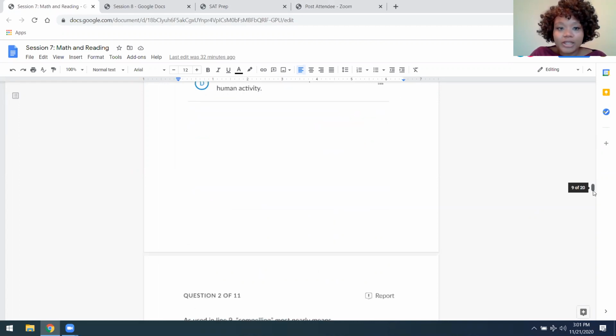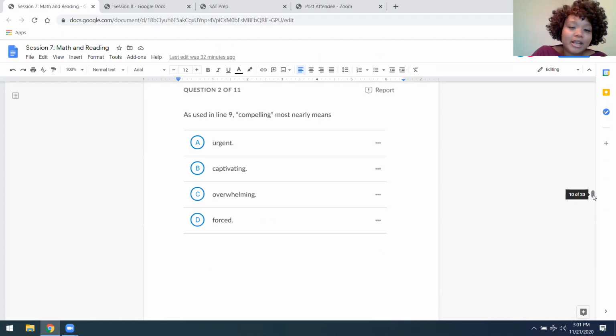Okay, number 2: as used in line 9, compelling most nearly means urgent. This was kind of a point of contention last week because captivating is also very close. You can also read compelling as captivating in certain contexts. But yeah, we did go over that last week.